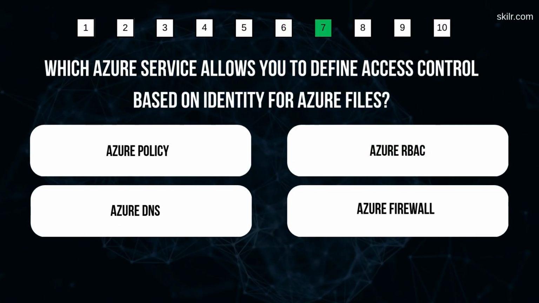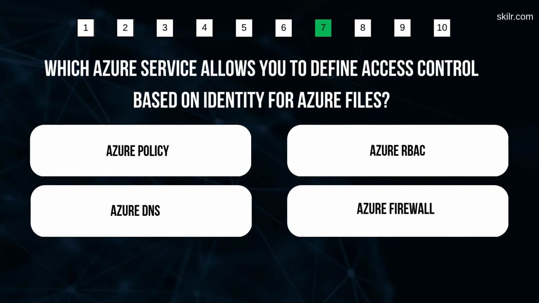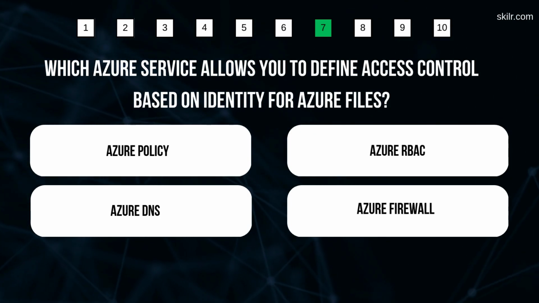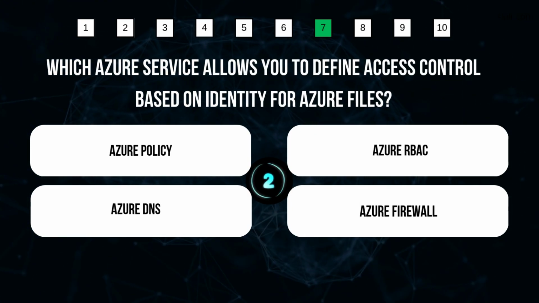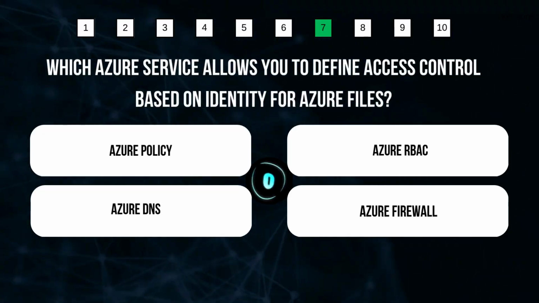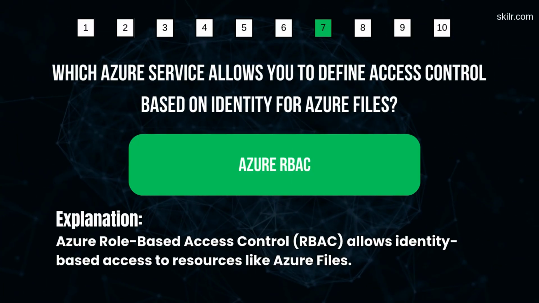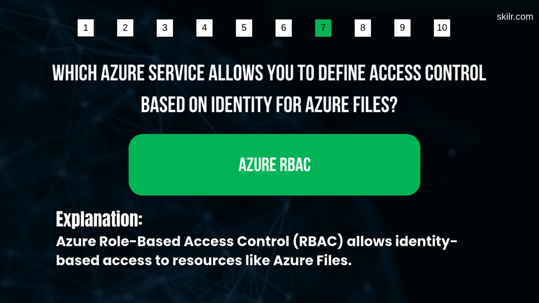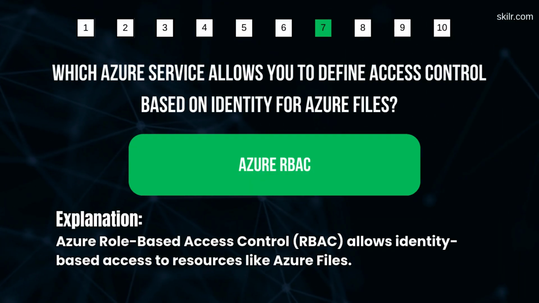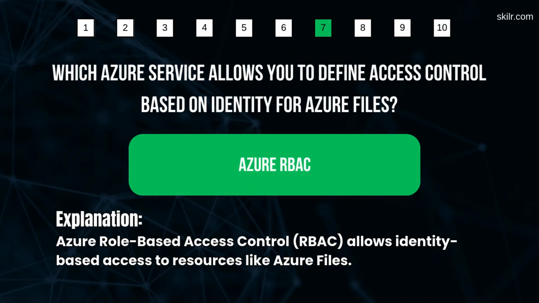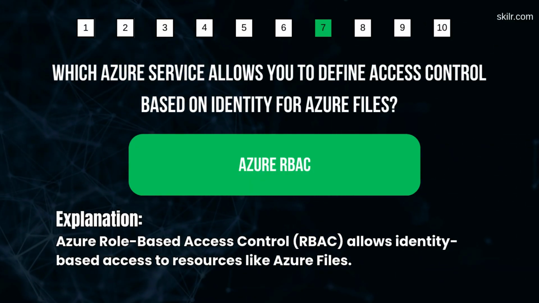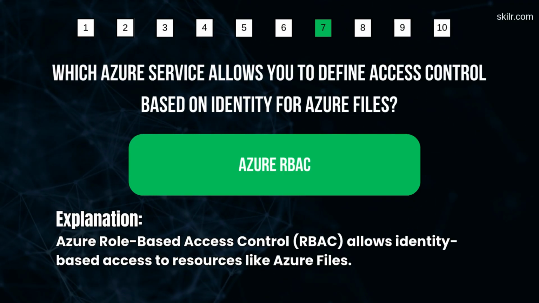Question 7. Which Azure service allows you to define access control based on identity for Azure files? The correct answer is Azure RBAC. Where Azure Role-Based Access Control, RBAC, allows identity-based access to resources like Azure files.